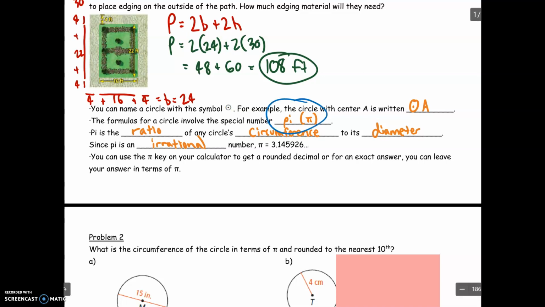We're going to be using pi in these formulas, which you might have some experience with before. Essentially it's the ratio of the circumference of a circle to its diameter. Those are always going to keep the same ratio, so pi always has that same value, again 3.14 and so on and so forth. We can use a pi key in our calculator to get the most accurate answer, but for a lot of these answers, we're going to find that we're leaving them in terms of pi.